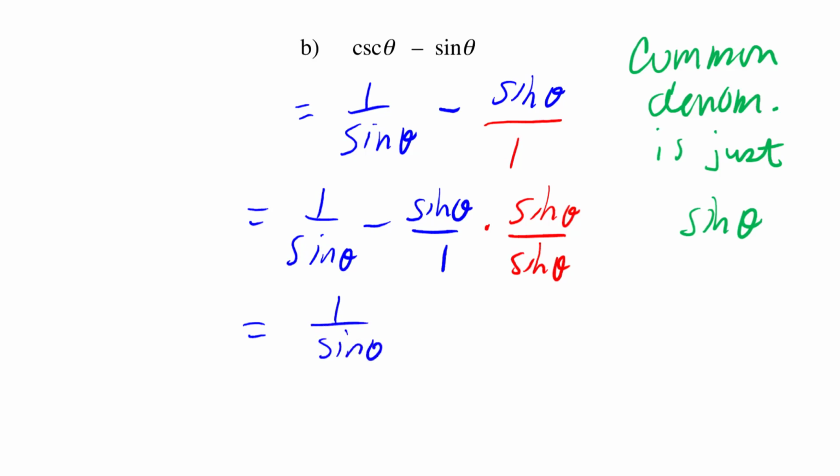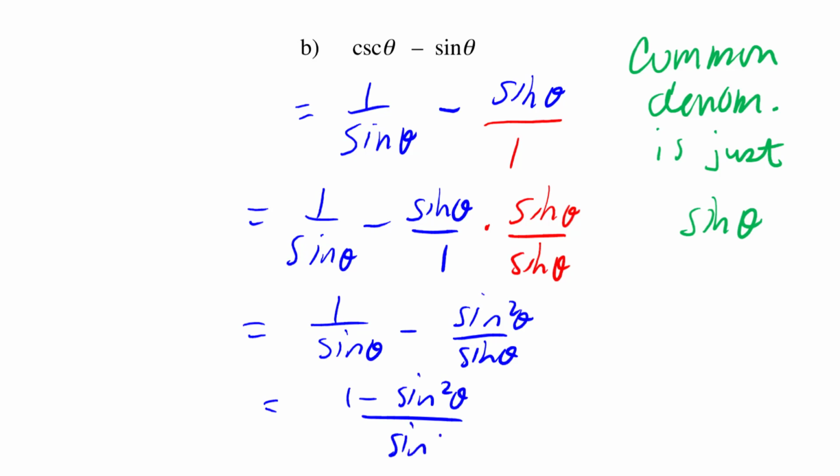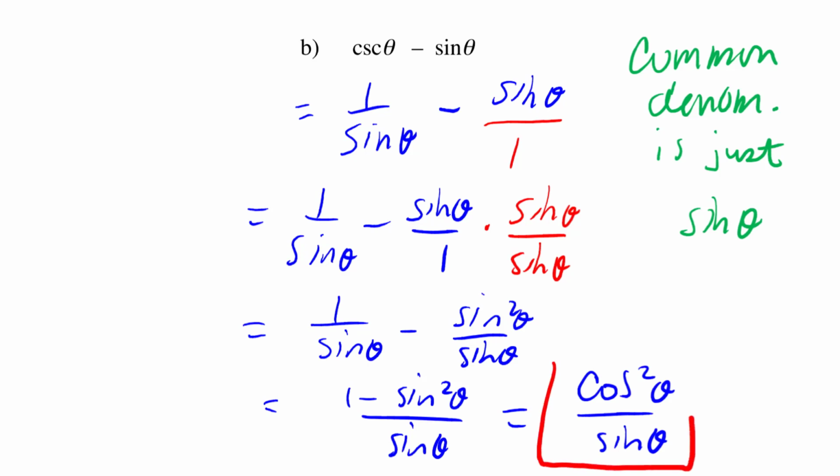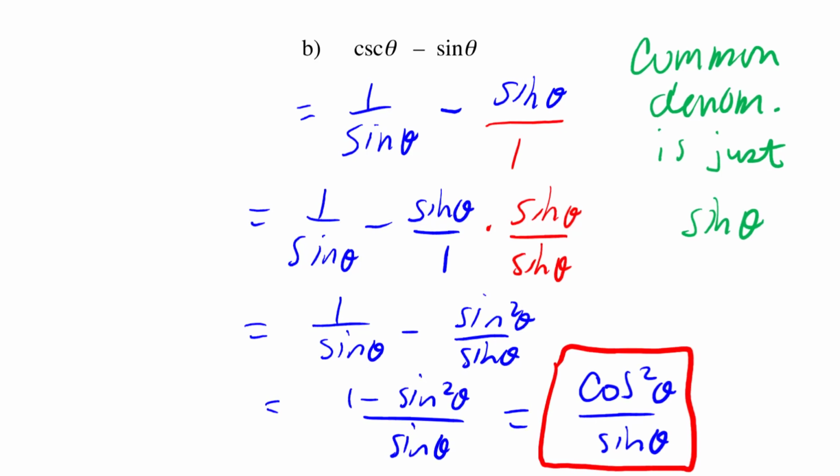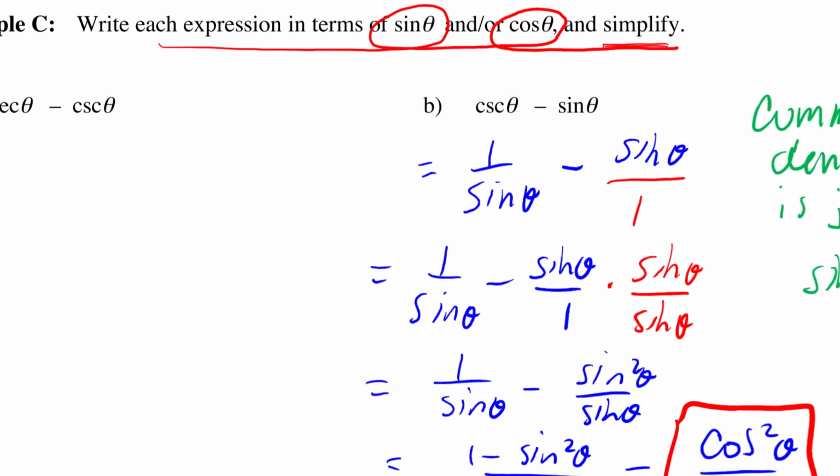And they now have common denominators. So we have 1 over sine theta minus, this time, sine squared theta over sine theta. And with a common denominator, we can combine them into a single fraction, 1 minus sine squared theta over sine theta. And that numerator is Pythagorean. That is cosine squared theta. And we write it over sine theta. And there's not much we can do with it from this point. So we'll just keep it as it is and say simplified.